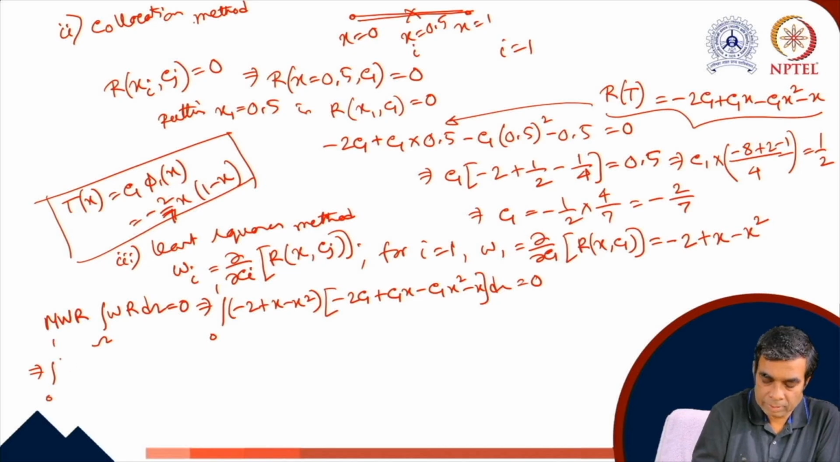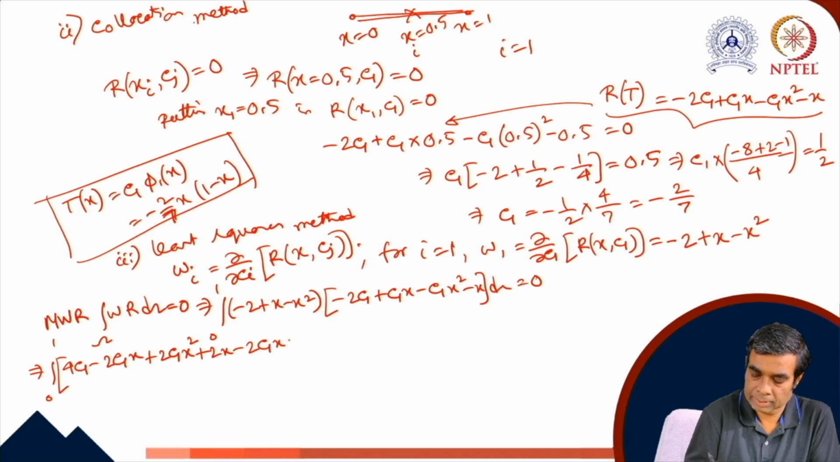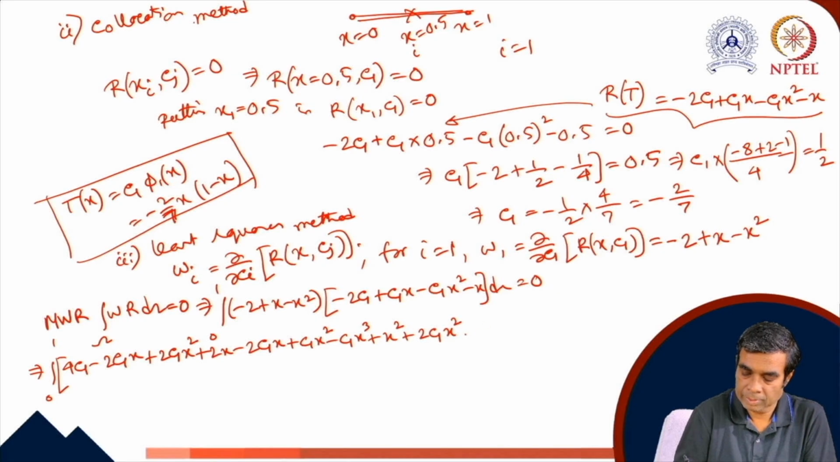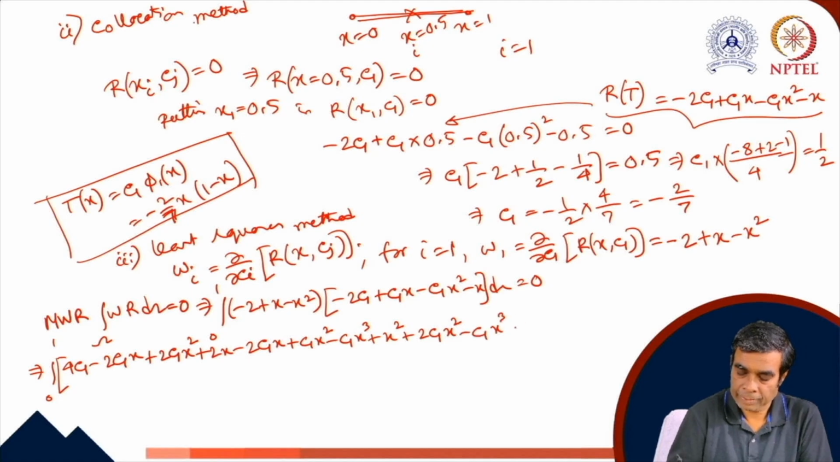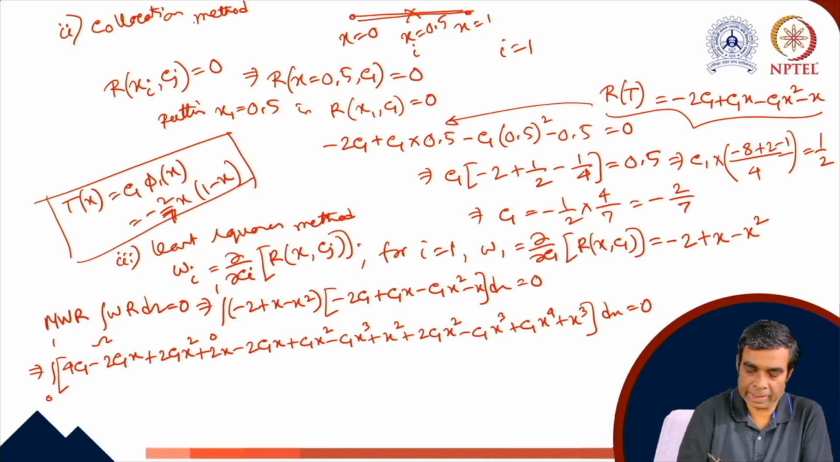Integration 0 to 1, then we are getting here 4c1 minus 2c1x plus 2c1x square plus 2x minus 2c1x plus c1x square minus c1x cube plus x square plus 2c1x square minus c1x cube plus c1x to the power 4 plus x cube, dx equals 0. Let us make a cross check here.